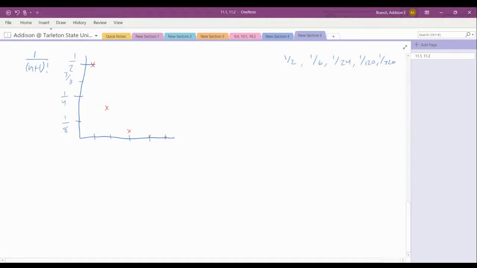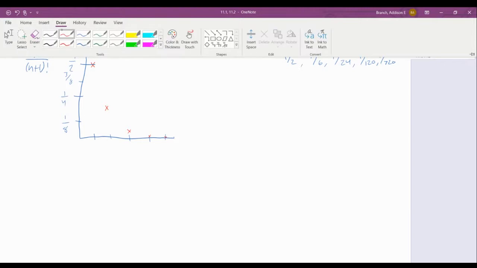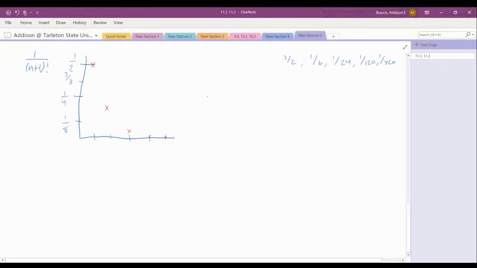And what we can also notice is that the limit, we can see if this is going to approach 0, because if we think about it, our numerator is always going to stay 1. Our denominator is going to get increasing and increasing, but there's no way we're ever going to get a negative to cross that. So we can say that our limit as n approaches infinity of 1 over n plus 1 factorial is equal to 1 over infinity, which is 0, which makes sense.